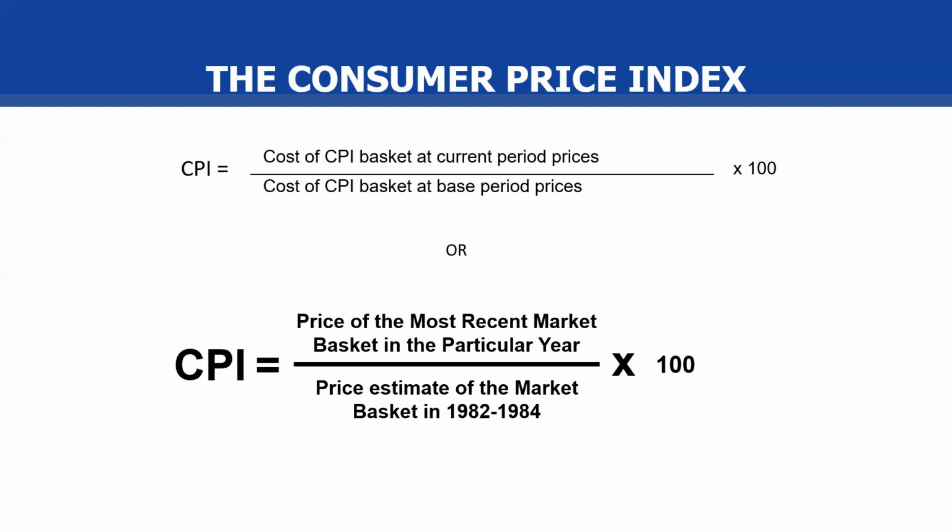So CPI is basically the cost of the CPI basket at the current period prices, which is, let's say, right now for this month, divided by the cost of the CPI basket at the base period. Okay, and then you multiply it by 100. That's another important formula we have.